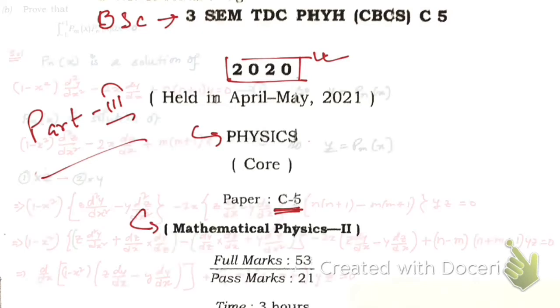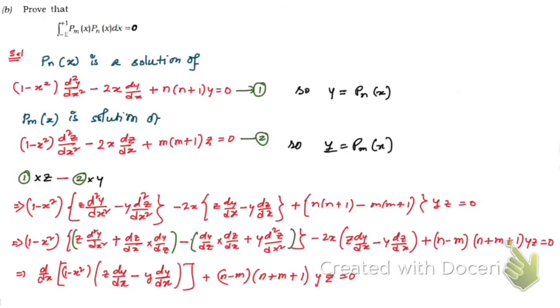So now let's start. First we are going to prove this: the integral from -1 to +1 of Pn of x, the Legendre polynomial, times another Legendre polynomial Pm of x dx is equal to 0. So we're going to prove this.